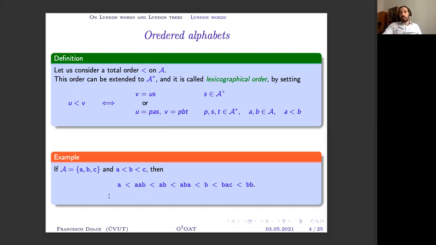A is a prefix of AB, so it's smaller. AAB is smaller than AB because the first mismatch is the second letter, and you have A is smaller than B, and so on and so forth.